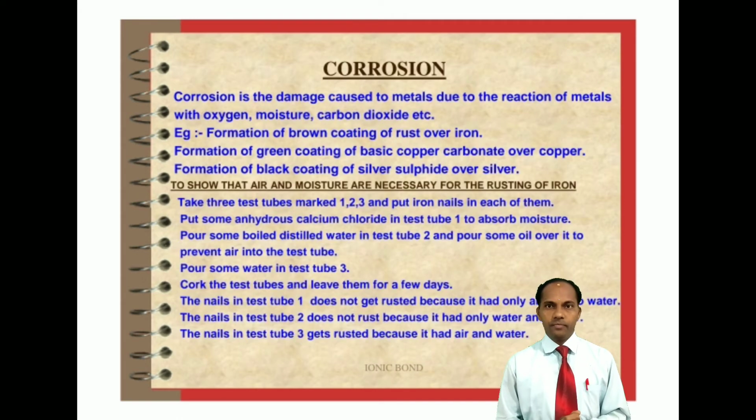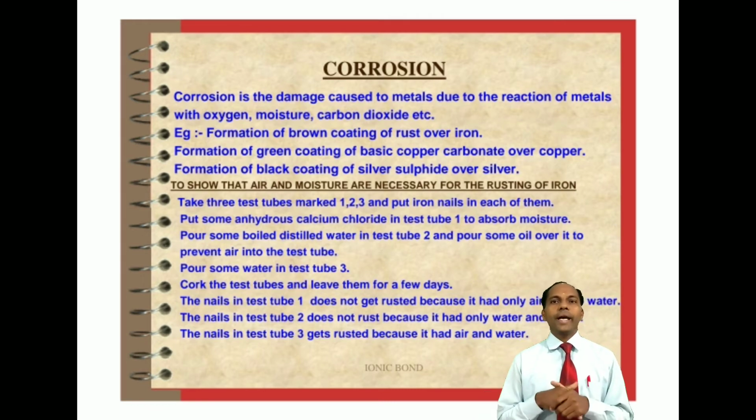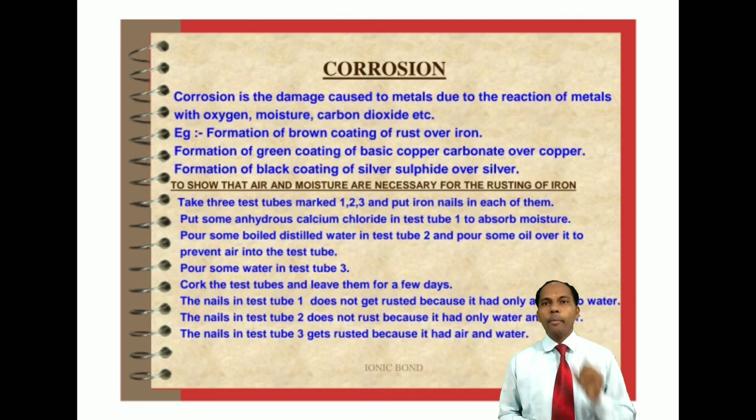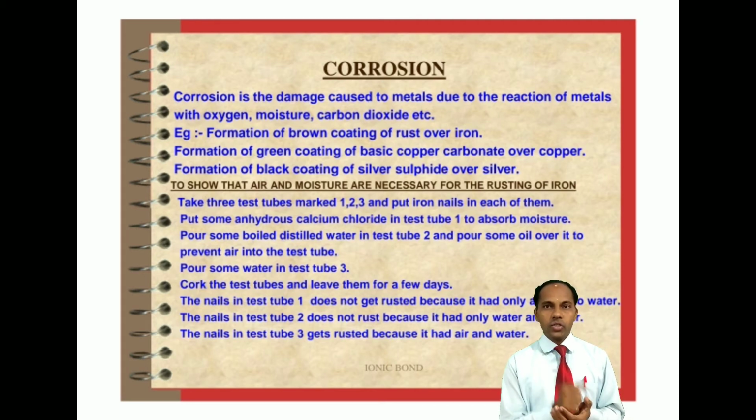What is corrosion? Corrosion is the damage caused to metals due to the reaction of metals with oxygen, moisture, carbon dioxide, etc., or air. For example, formation of a brown coating of rust over iron, that is called rusting. Rust formation is also corrosion. Second example, formation of a green coating of basic copper carbonate over copper. Third example, formation of a black coating of silver sulfide over silver, that is also corrosion.